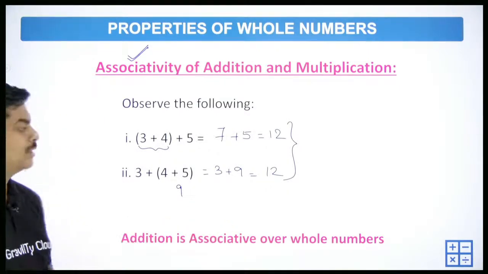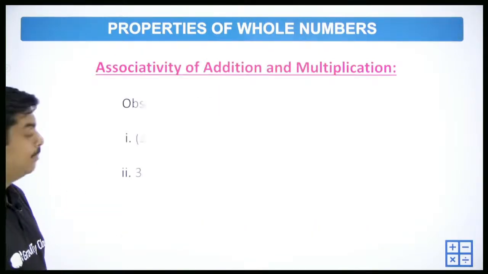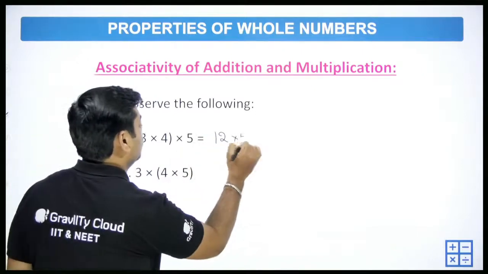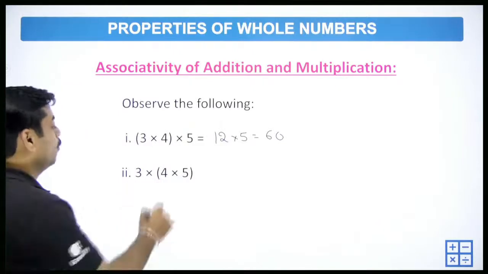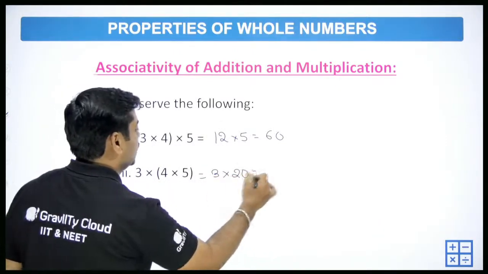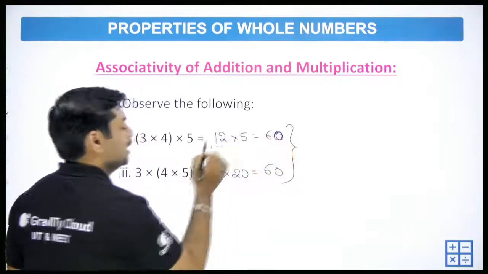A very beautiful concept. The next one, associativity of multiplication. Let's try to see that. 3 into 4 is 12. 12 into 5 is 60. So 3 into 4 into 5 is 60. What about this one? 4 into 5 is 20. So 3 into 20 is 60. Carefully observe, both multiplications gave the same result.